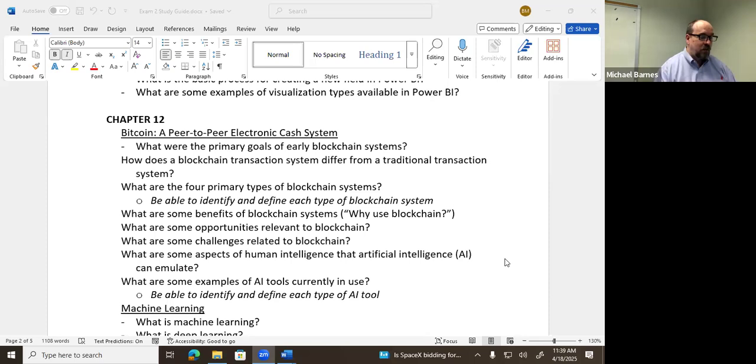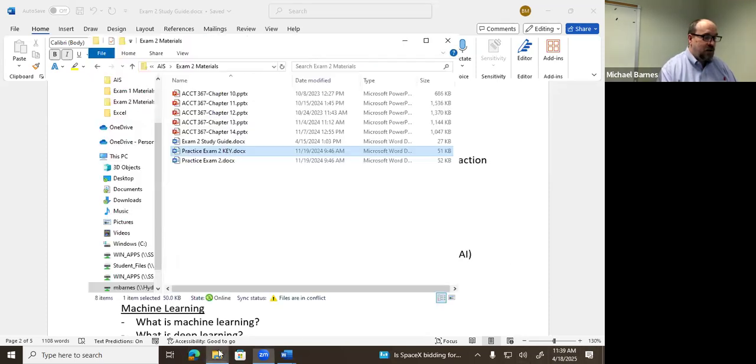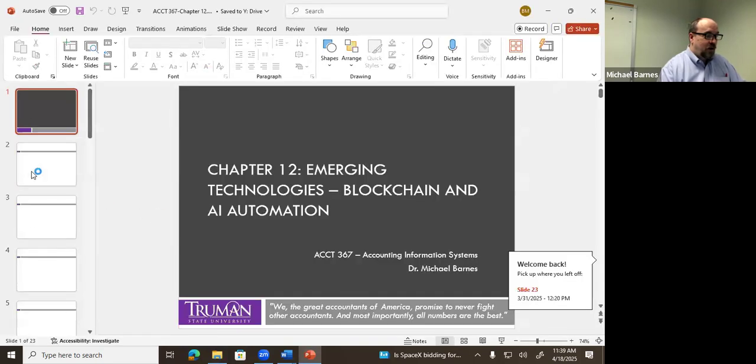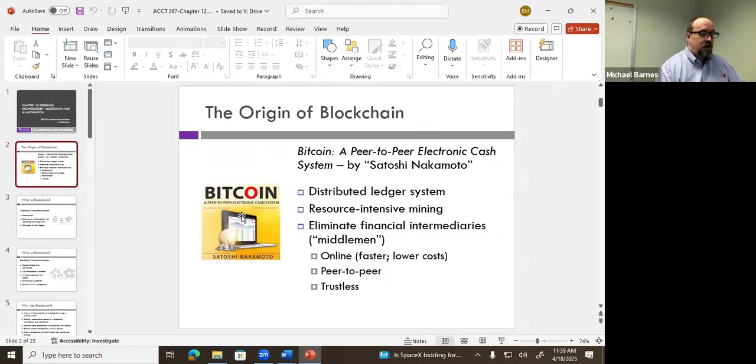So, primary goals of early blockchain system. Let me just actually go to the slides that I want you to look at. There's one slide that I think is very important for you to make sure you're clear on. That's slide number 2 in chapter 12. And so that's this slide right here. So what were the goals of Bitcoin? Early goals of creating a distributed ledger system, resource intensive mining, and elimination of financial intermediaries. So basically eliminating people in the middle that have to actually help out with the transactions. Wanted to make them online, peer-to-peer, and be trustless systems. So make sure you're familiar with all those concepts that are listed up here. I'm not going through it in as much detail as I went through during the lecture, but it's all fairly intuitive. You remember the stuff we talked about in the lecture.